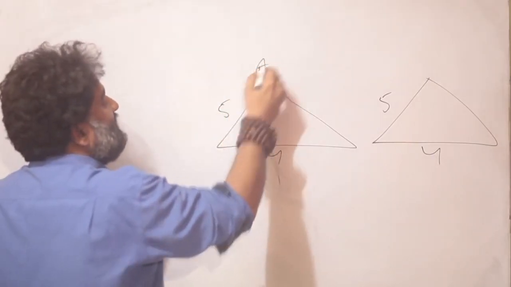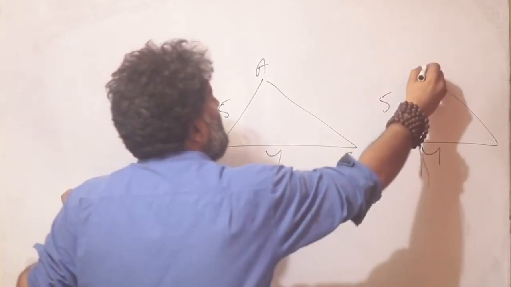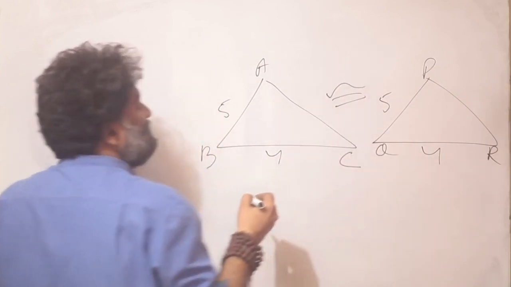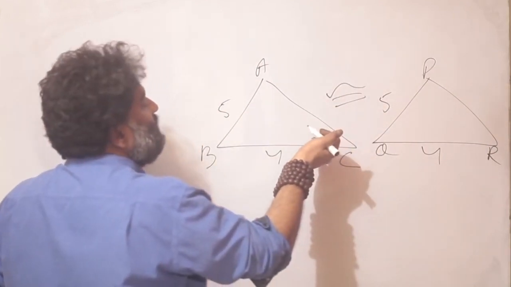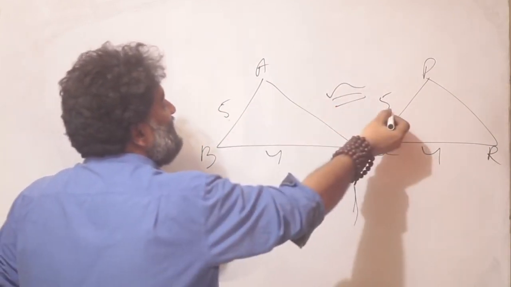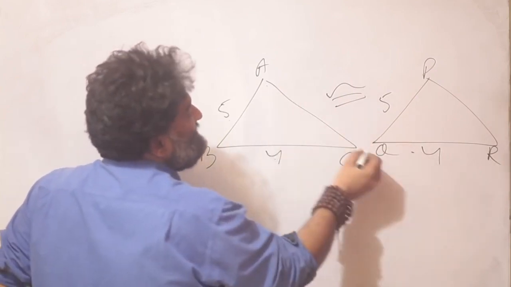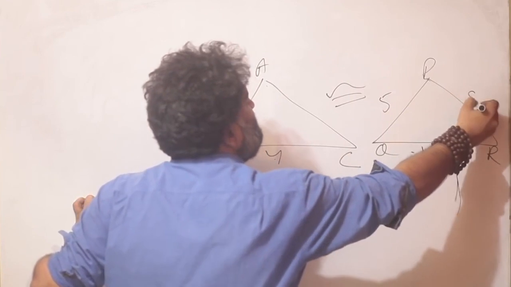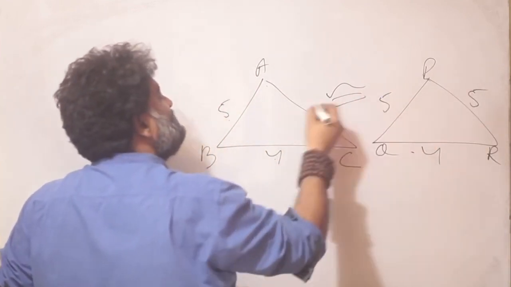So I give you two triangles ABC and PQR, and I tell you that they are congruent to each other. The moment I say congruent, what do I know? That the sides are equal. That means AC is going to be equal to PR. So your class 6 level question would be, if this is 5, how much is this? So you would say this is also 5.